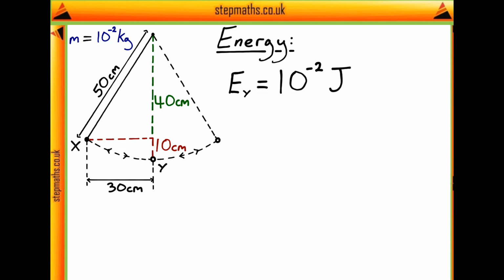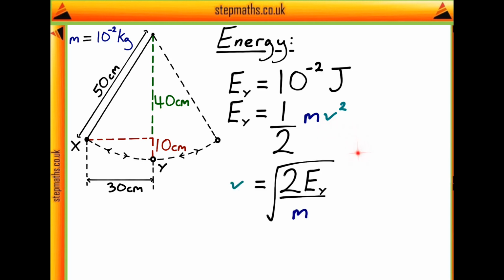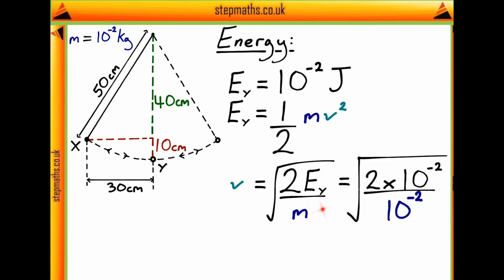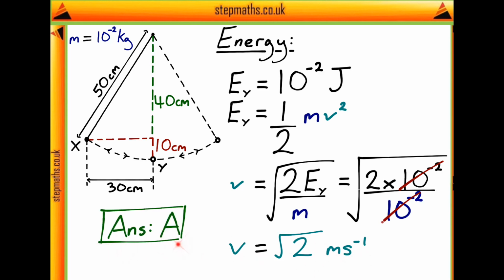Right, now why is this value useful? Well, we can go ahead and find an expression for our energy at y. What's this going to be? Well, since there's no potential energy at this point, it's only going to be the kinetic energy of our bob at y. So this is going to be given by a half, multiplied by the mass, multiplied by the velocity of our bob squared. So, rearranging for our velocity v, we get this expression here, and then substituting in our energy at y and our mass of 10 to the minus 2 kilograms, we get this, and then our 10 to the minus 2's are just going to cancel out, giving us that the velocity of our bob at y is just the square root of 2 metres per second. This is going to correspond to answer A given in our question.